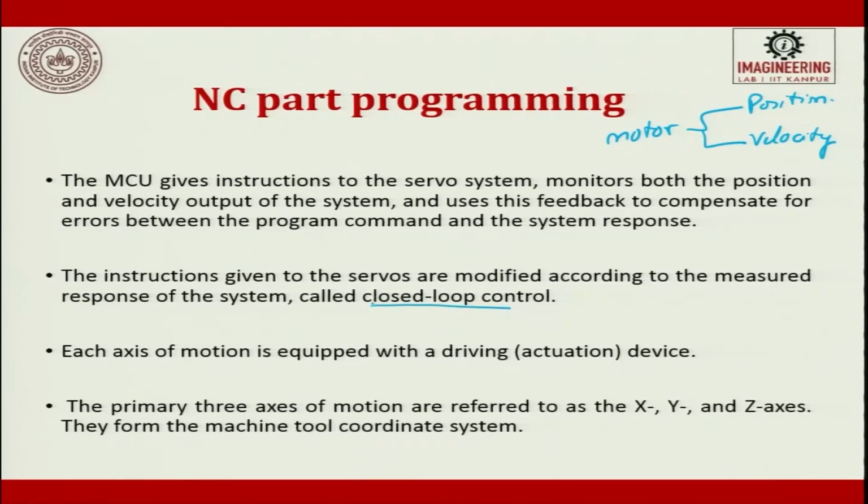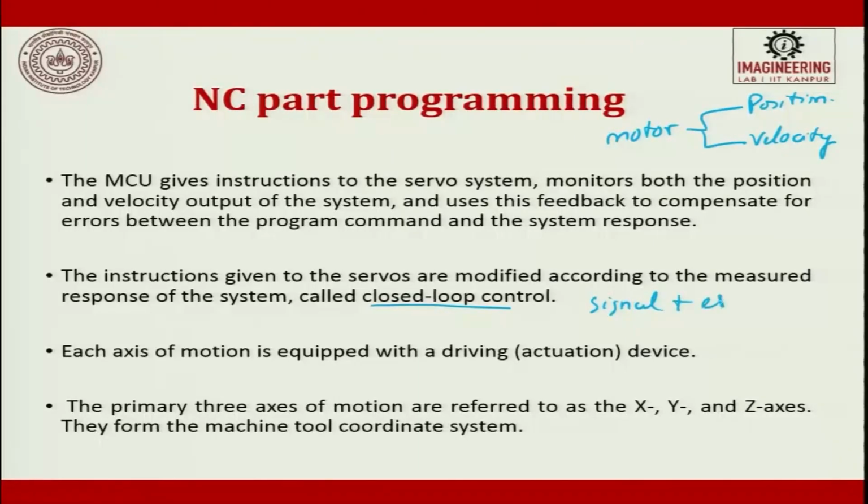If there is no feedback, it is an open loop system. The figure we showed for a conventional type is an open loop system. If you want a closed loop, then you get the error signal from the lead screw and give it to the MCU. The MCU compares it and then gives the signal plus error compensation, so that you try to reach the required output.